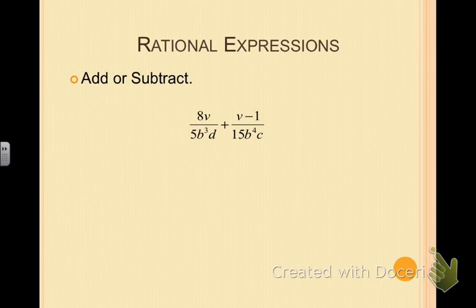This is the last practice question we're going to do. In this one, we have denominators of 5b cubed d and 15b to the 4th power c. Look at the numerical factors 5 and 15, and the least common multiple is 15. Now, take each variable to the highest exponent, giving us b to the 4th power dc. So our common denominator is 15b to the 4th power dc.